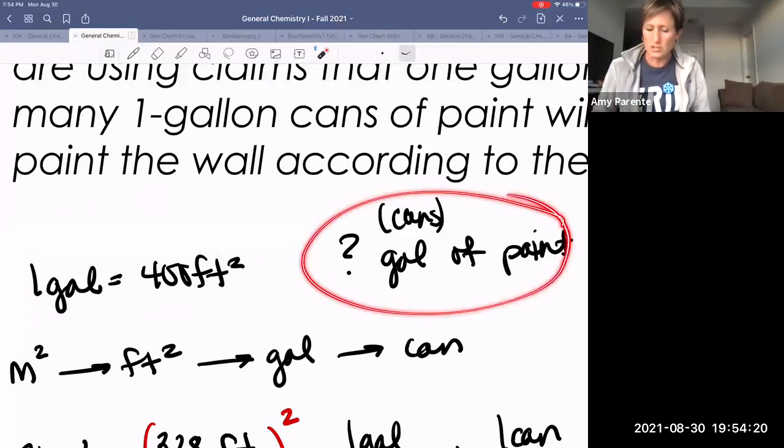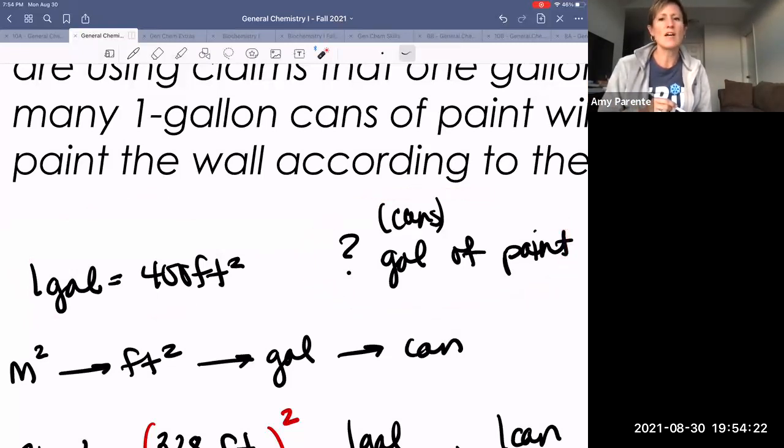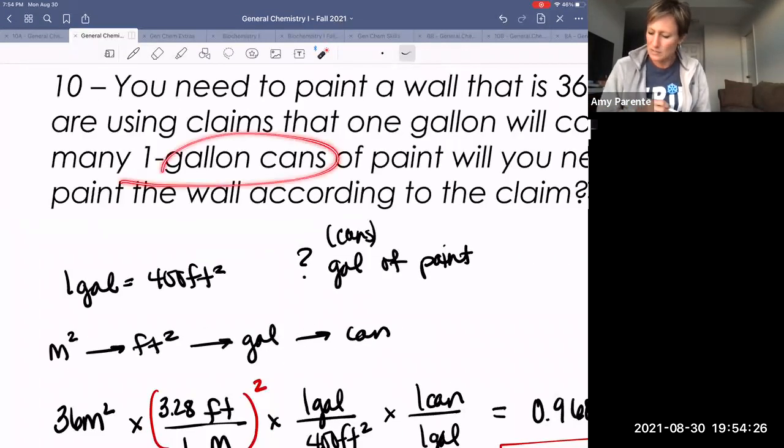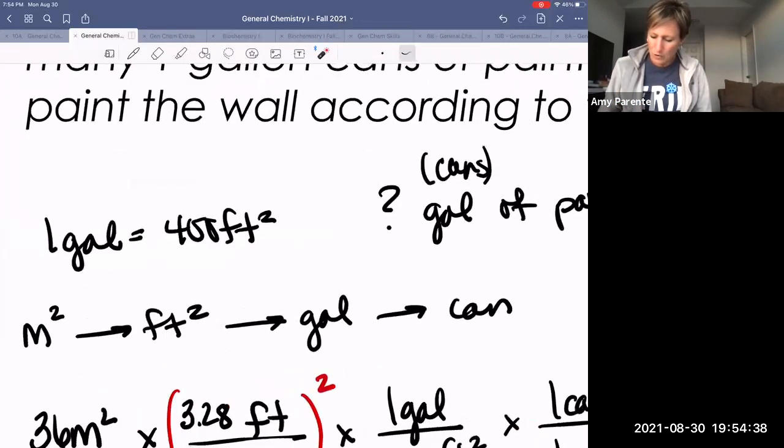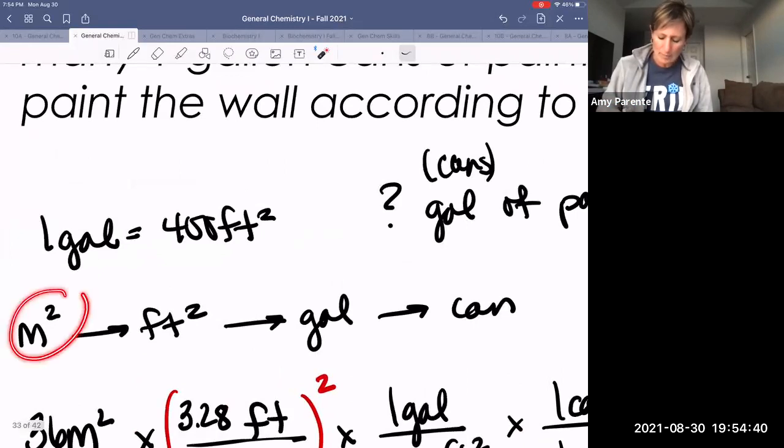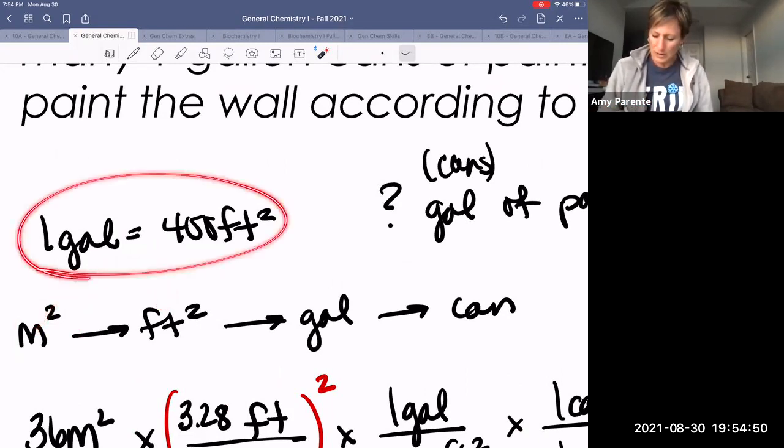The question prompt says, how many gallons of paint do I need? Okay. So 1 gallon cans of paint. So I know that 1 can is a gallon. So if I know how many gallons I need, I can figure out how many cans I need. So here's my roadmap. My roadmap says, I know how many meters squared my wall is. I can use an English to metric conversion to tell me how many square feet that wall is. This is the bridge that's going to allow me to go between feet and gallons.